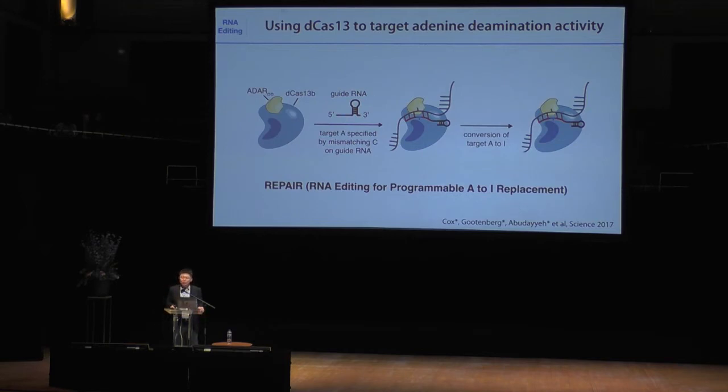So by taking Cas13 fused with ADAR, we can then program it with a short RNA guide to direct this molecule to a specific mRNA in the cell. And when we do that, then we can specify the conversion of a specific adenosine on that RNA by mispairing that base with a cytosine on the guide RNA. And so when you do that, you can then program the system to alter specific RNA molecules.